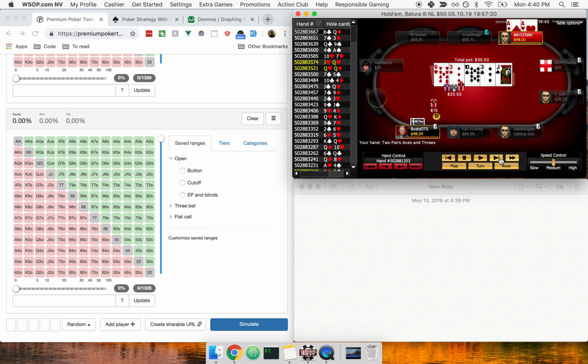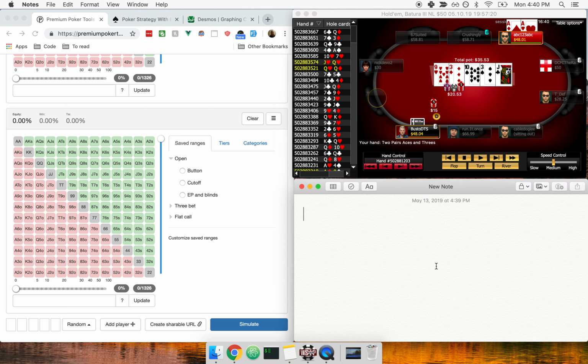So now I have a decision to make, and the way that I go about making this decision, I like to divide his range into 3 buckets. The first bucket is value that beats me. The second one is value that I beat. And the third one is bluffs. Let me give you some examples so you see what I mean.